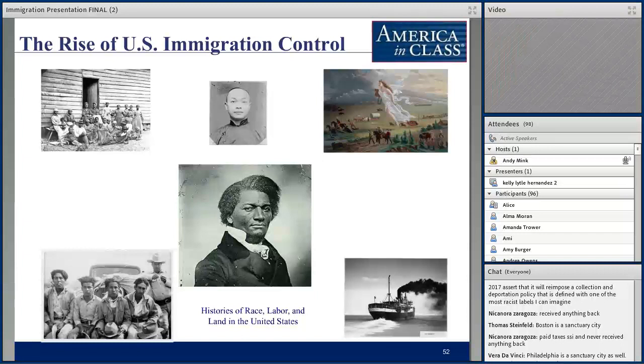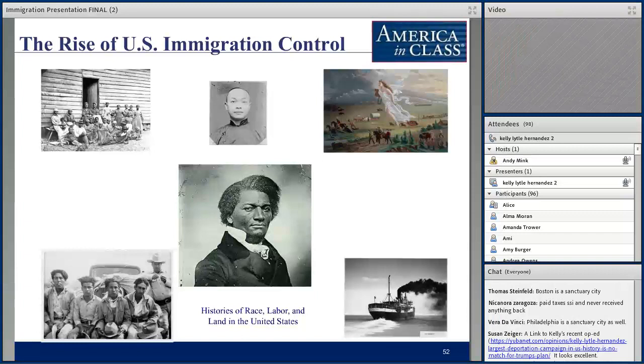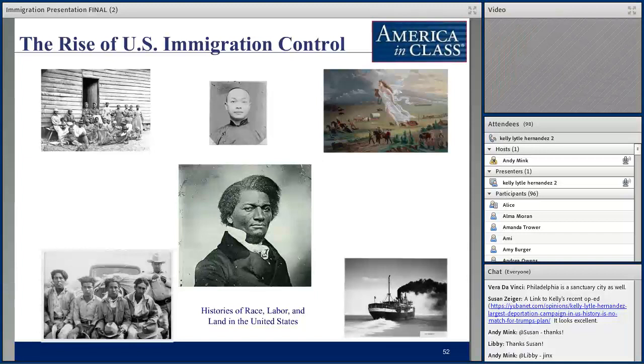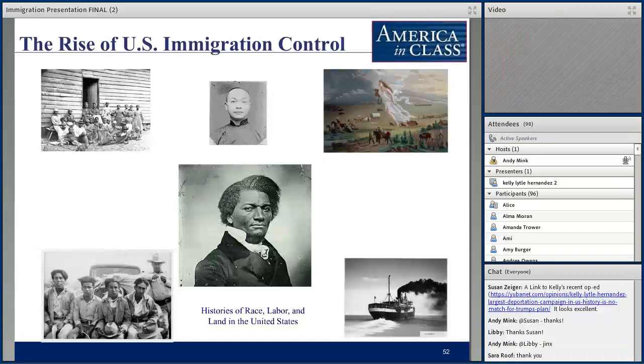The first targets for exclusion, of course, were Native peoples. Those were the first forced removals by a variety of means from the American West. Next came Chinese immigrants, and then there would be a series of racially marginalized populations: Japanese immigrants, Filipino immigrants, and finally, Mexican immigrants, through which the immigration regime becomes far more refined in the 20th century.